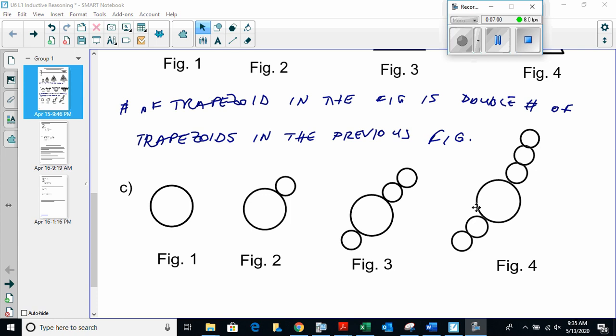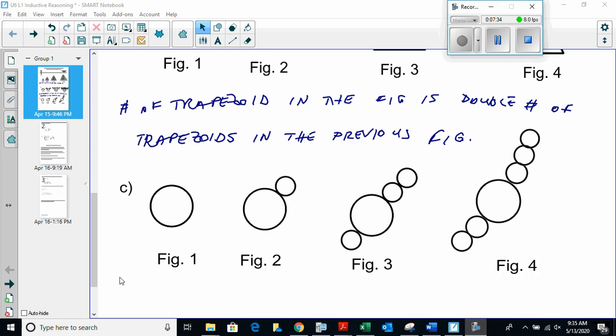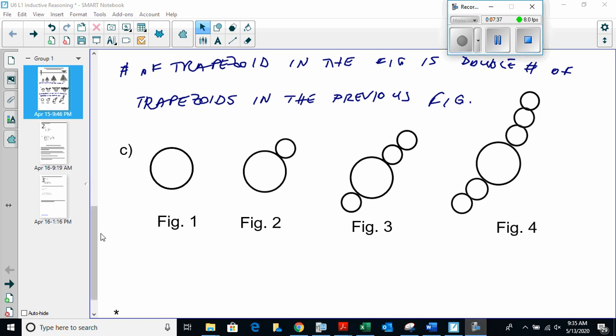We have 3 circles at the top and 2 circles at the bottom. So you can draw the conclusion here that the number of circles at the top is 1 less than the number of the figure, while the number of circles at the bottom is 1 less than the number of circles at the top. So this is the reasoning of it, or what we notice, and this is called again inductive reasoning.